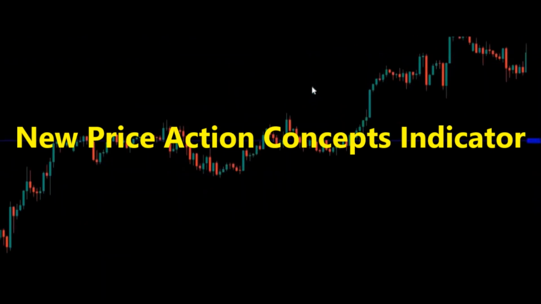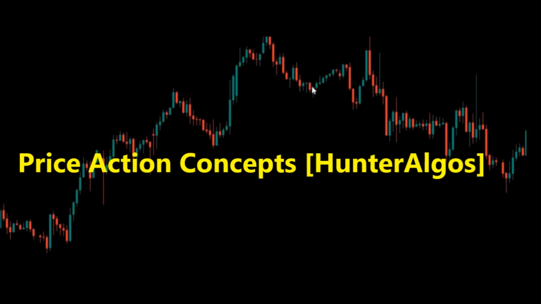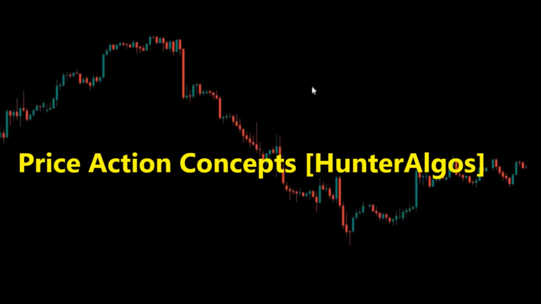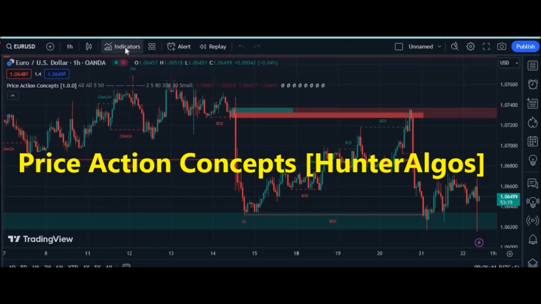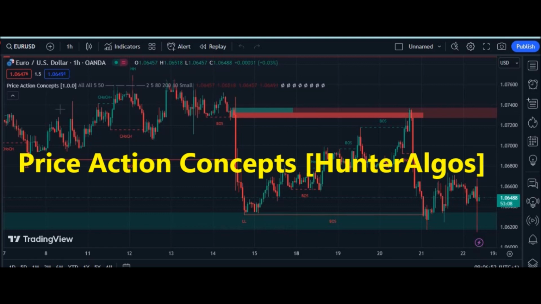So guys, I just want us to see with our naked eyes what price action concept indicates. The indicator is actually on tradingview.com, and to add it, you just go to Tradingview, open the indicators tab, and type price action concept by HunterAlgos. I'm just going to type the name right here. So guys, once you click on it, it will appear like this on your chart.